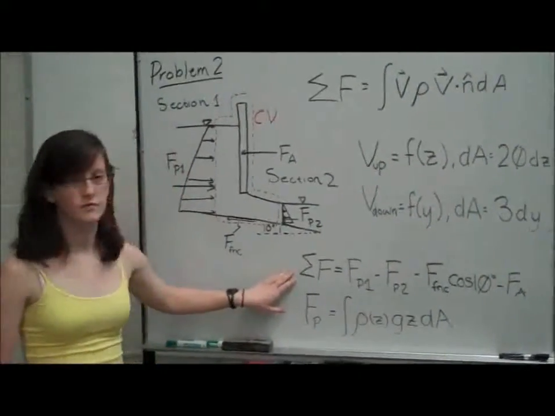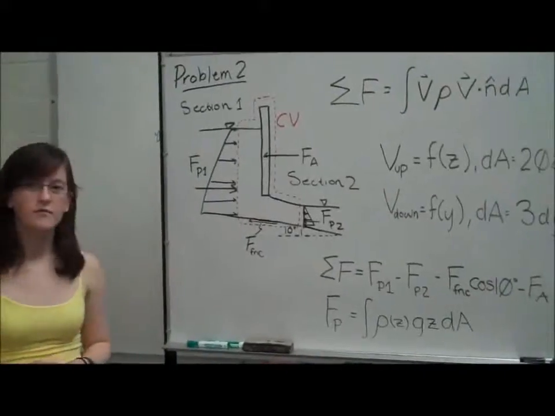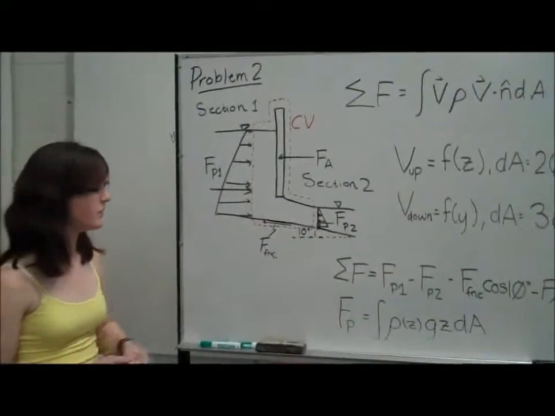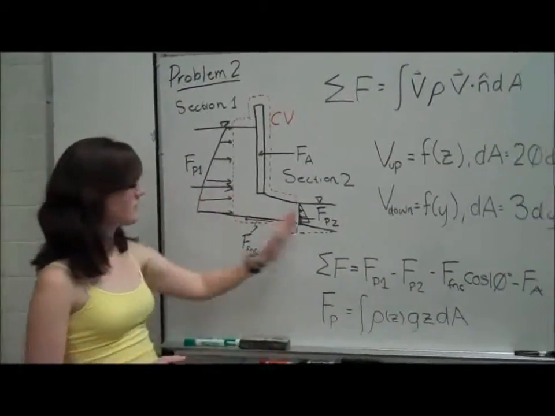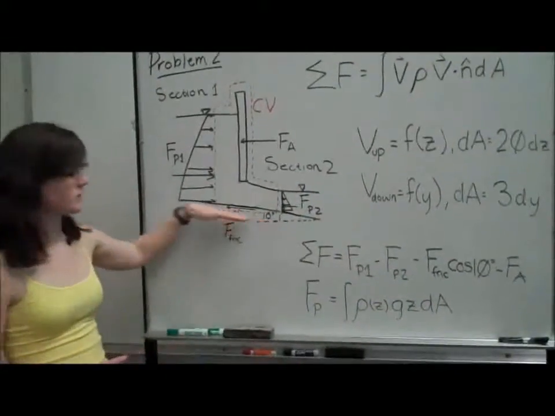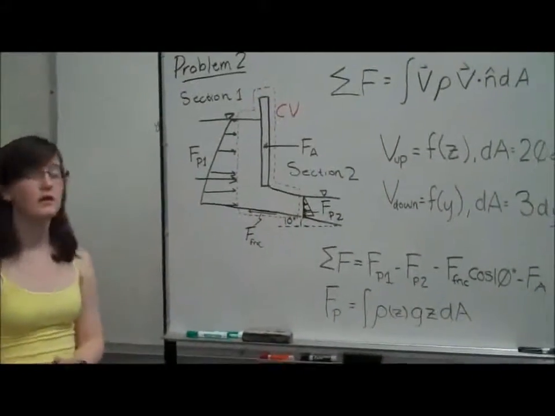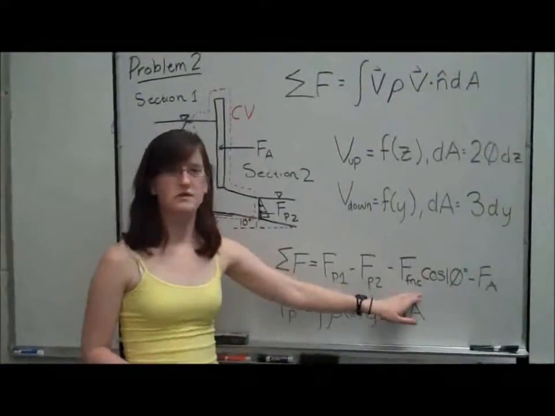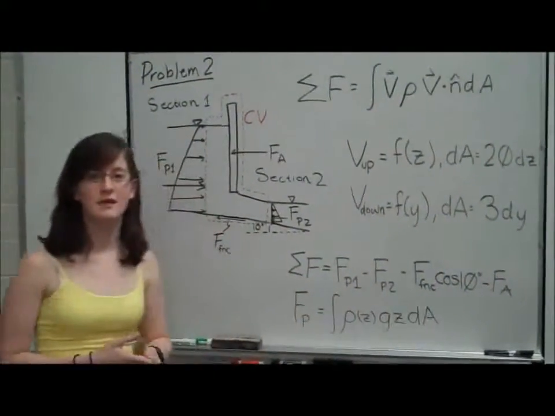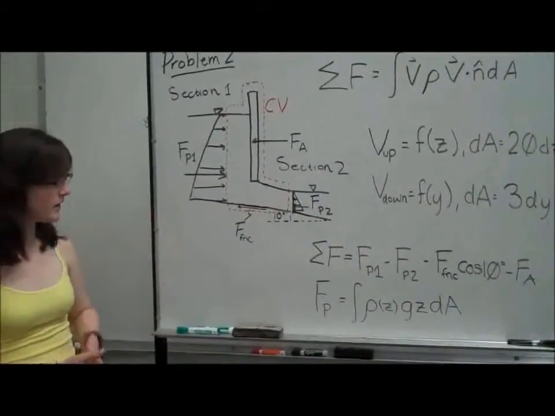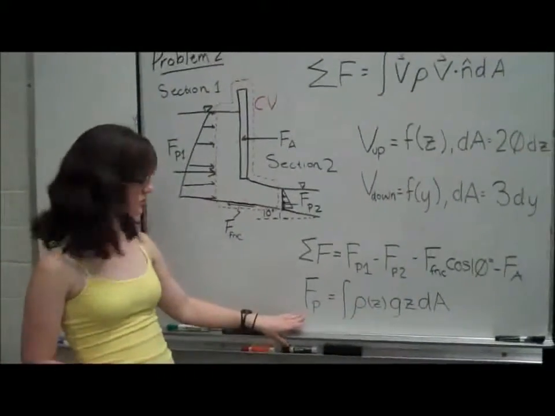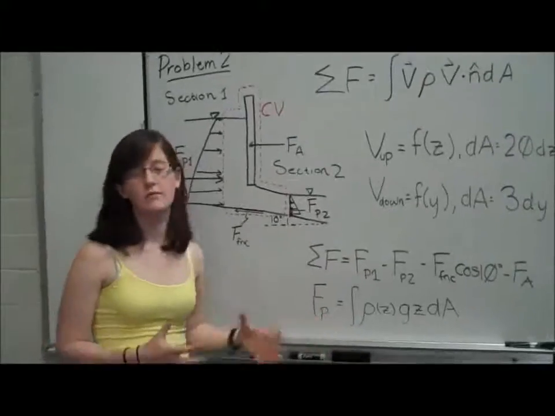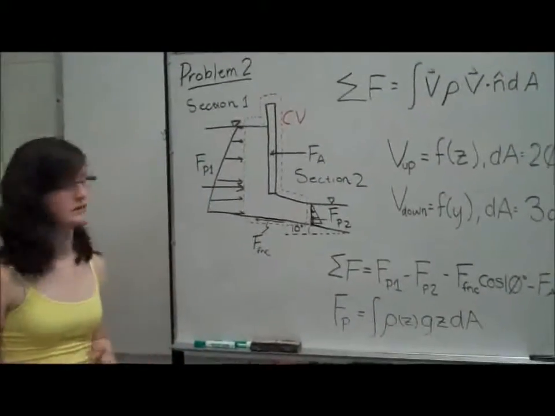And here is your force term. You only have 4 forces to account for: the pressure forces upstream and downstream, the frictional force along the bottom of the channel, and the anchoring force of the weir. Remember to multiply your frictional force by the cosine of 10 degrees to take into account the channel slope. Finally, remember that for your pressure forces, you'll have to use the integral method to solve for them, because density changes with depth.